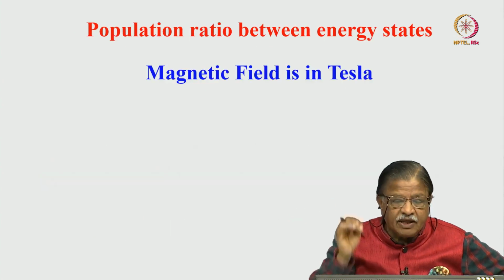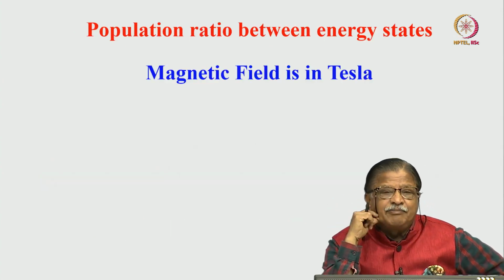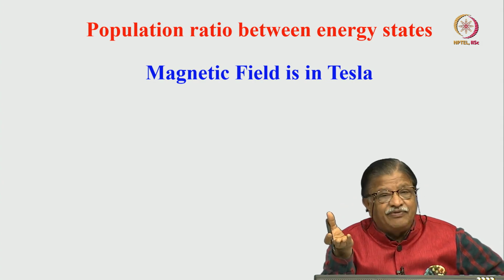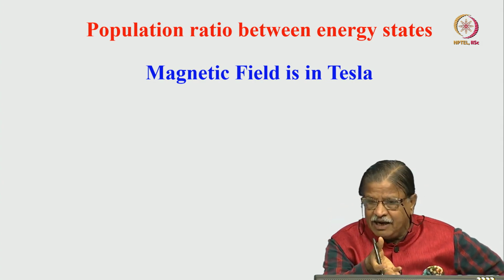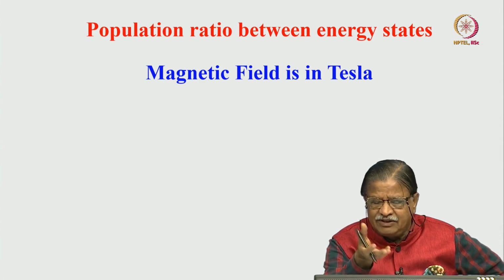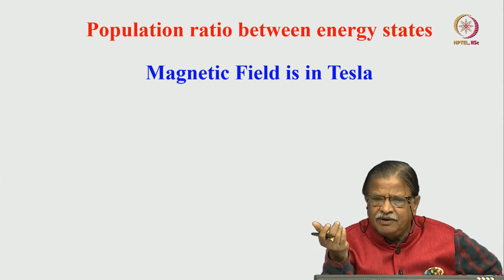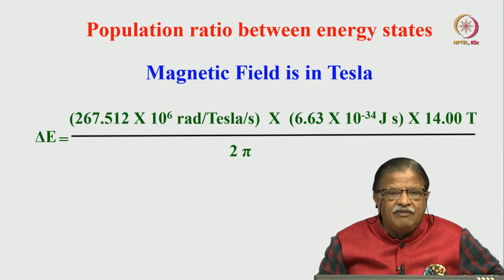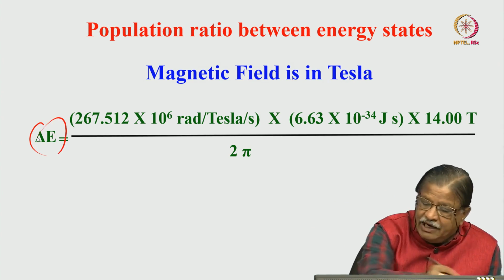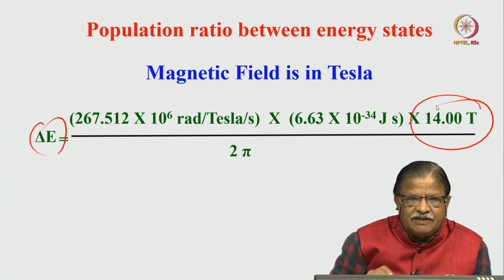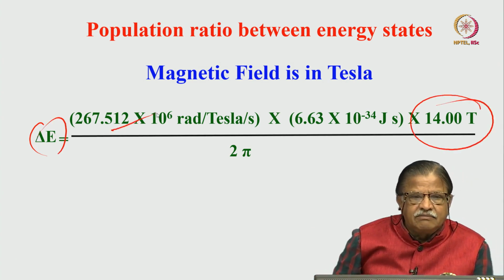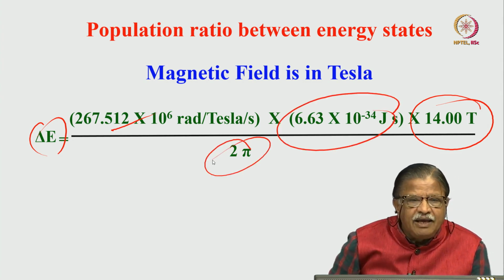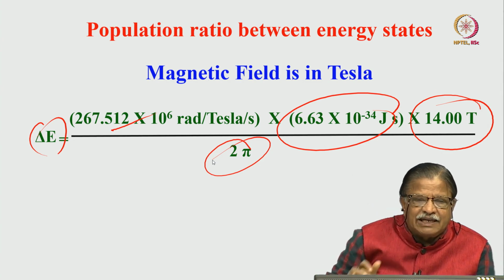With this, now we can calculate the population ratio between two energy states, which again depends upon the magnetic field, which is in Tesla. So delta E is equal to h gamma B naught over 2 pi, so it varies linearly with the magnetic field. We calculate the delta E for a given magnetic field. Let us say the magnetic field is 14 Tesla. I know gamma of the proton, I know the Boltzmann constant, I know 2 and pi. I just plug in these values into my delta E equation.